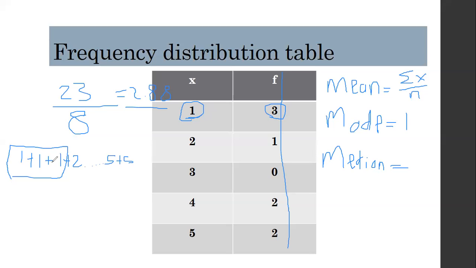Anyone with a question on that? Not 5, not the largest value, but the appearance. So you look at the frequency. The value with the highest frequency is the mode. Okay.